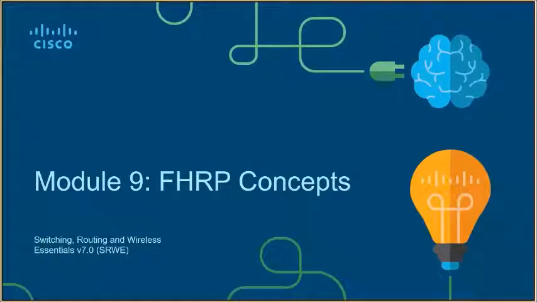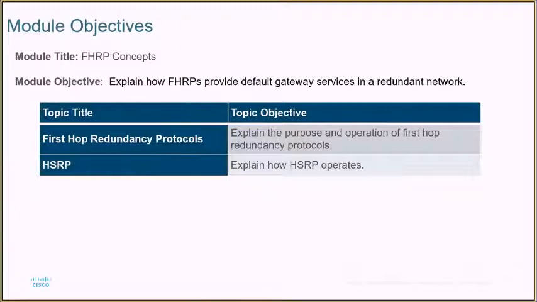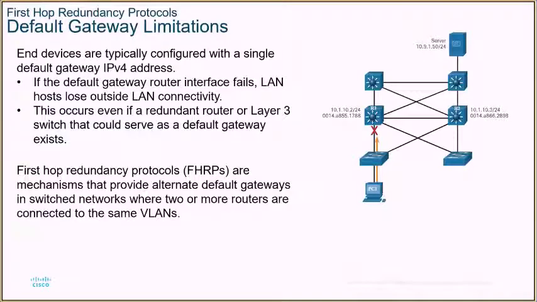All right, so we're up to Module 9 of Switching, Routing and Wireless Essentials. So FHRP concepts, and that's first hop redundancy protocols. We'll look at the purpose and operation of first hop redundancy protocols, and we'll have a bit of a look at HSRP, which is Hot Standby Routing Protocol, which is a Cisco proprietary one. Okay, so let's talk about them in general.